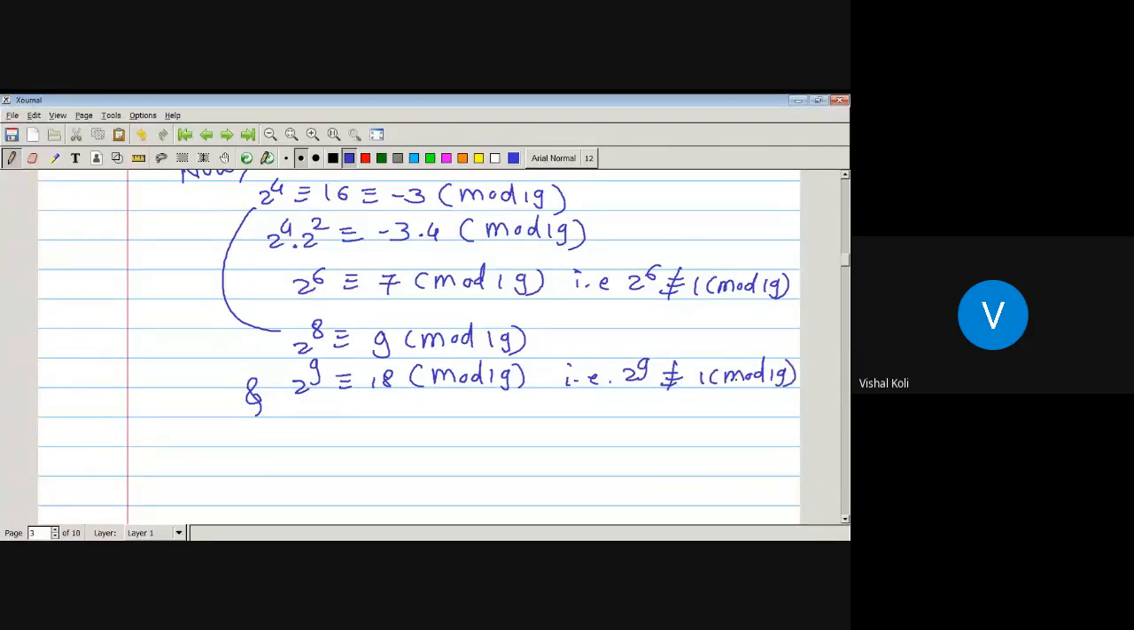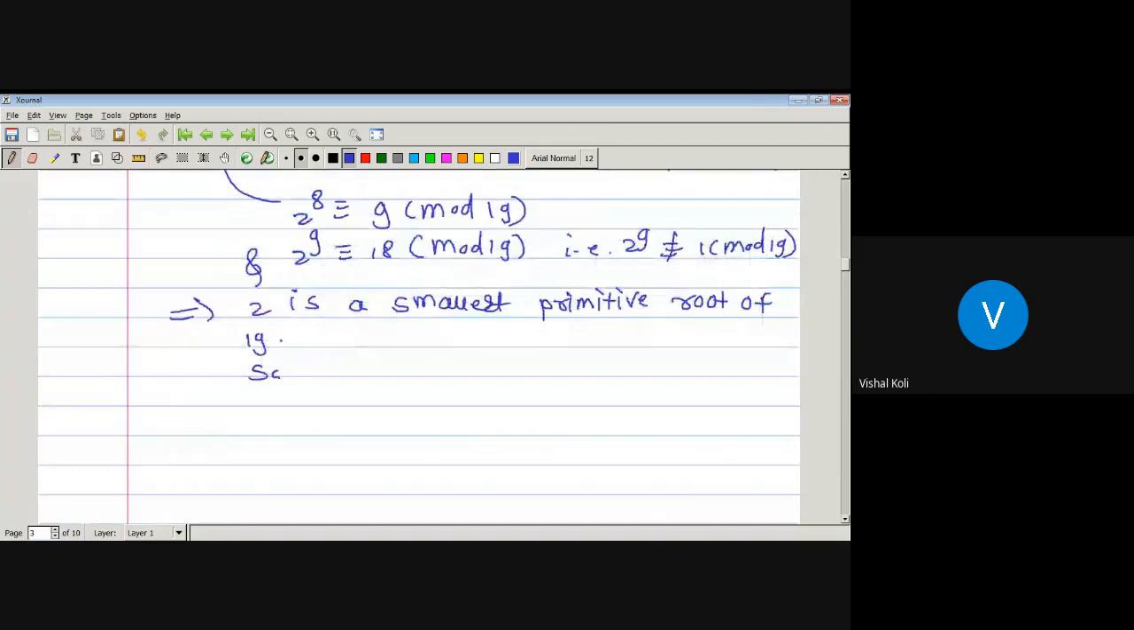Therefore, a to the power 6 is not congruent to 1 modulo 19 and a to the power 9 is also not congruent to 1 modulo 19, which implies 2 is the smallest primitive root of 19. Okay, so here we get r is equal to 2, a equal to 9 and n is equal to 19.